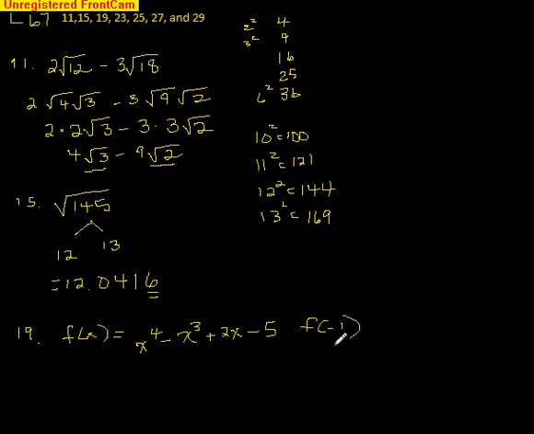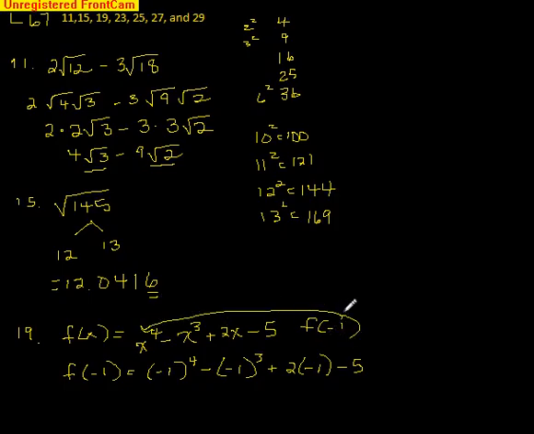Functions look scary, but they're very easy. All you have to do is where the x is in the function, you put a negative 1. So to find f of minus 1, everywhere we see an x, we just put a minus 1. Minus 1 to the fourth, minus minus 1 to the third, plus 2 times minus 1, minus 5. So all I did is I replaced all the x's with the minus 1.